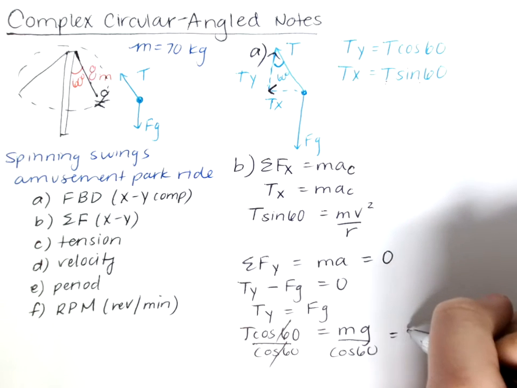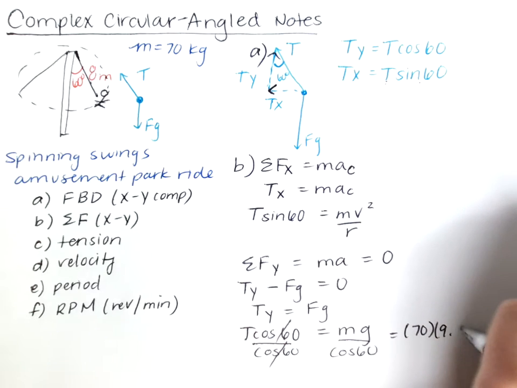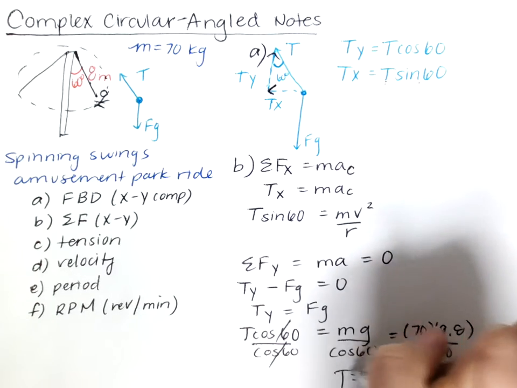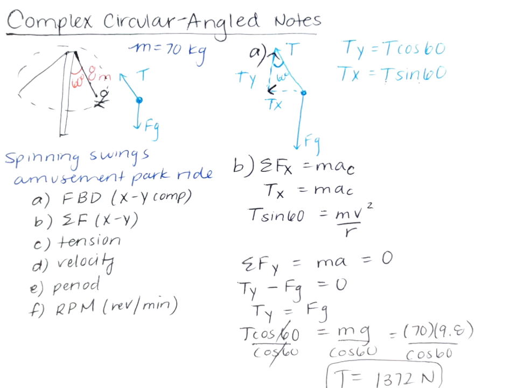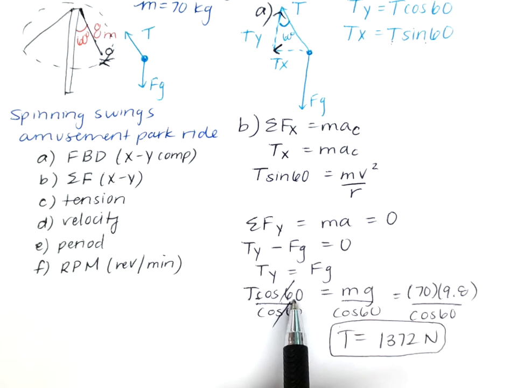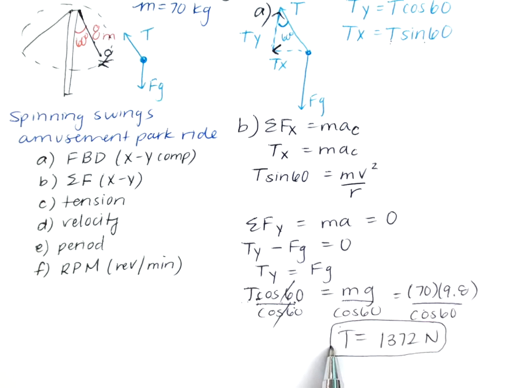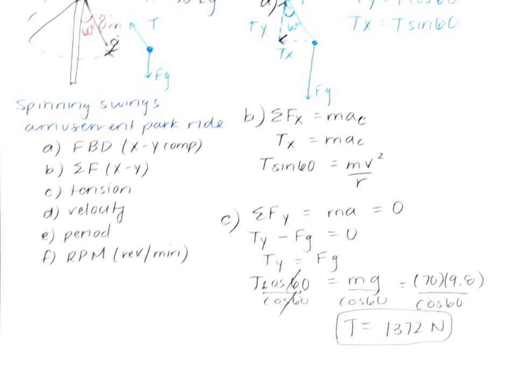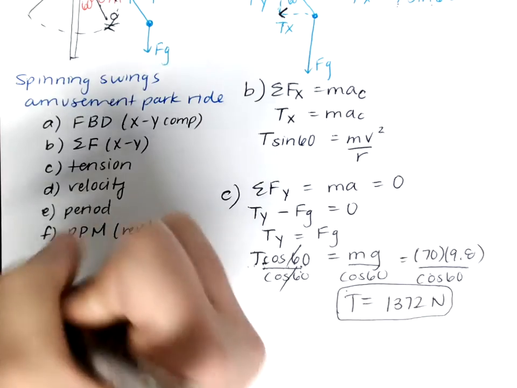When you plug in your givens, you get 70 times 9.8 divided by cos 60. You should get a tension of 1,372 newtons. So this tension we just solved for is not the tension in the y direction. Since we multiplied by cosine 60, we accounted for the y direction already. Now we're taking the y direction out and we're just solving for tension. This is the overall tension of the string, not just the y direction. That was part C. So let's go ahead and move on to part D.